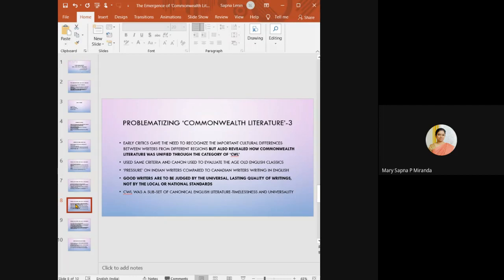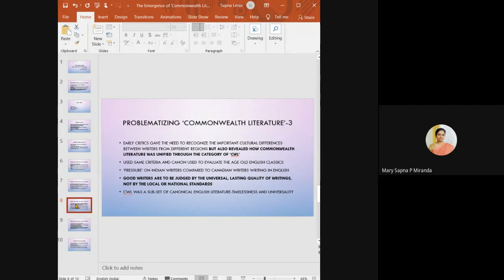That's a question. They used the same criteria and canon that was used to evaluate the age-old English classics. And they talked about how Indian writers would be more pressurized than, say, somebody from Canada while writing in English. The predominant understanding was that Commonwealth literature refers to people from these Commonwealth countries, that is ex-colonies, mainly writing in English. And if you're writing in English, obviously you're addressing a Western English-speaking audience, thereby following the Western canon. That was the understanding. So they talk about the pressure on Indian writers and how they have to work harder compared to people from other settler colonies like Australia, New Zealand, or Canada.